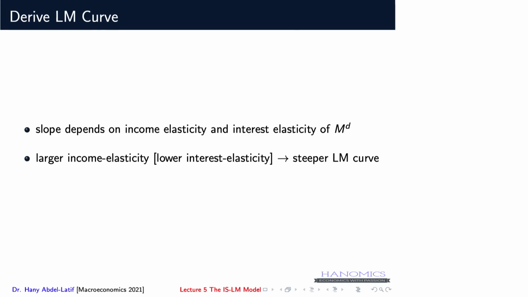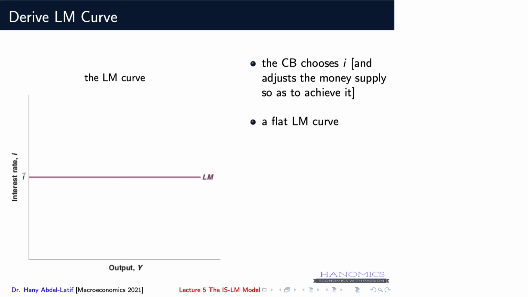The slope of the LM depends on the income elasticity and the interest elasticity of money demand. So, how much money demand will change after a change in income or interest rates. The larger the income elasticity, meaning if money demand is very sensitive to changes in income, the steeper the LM will be. Modern central banks usually choose the interest rate. So the policy variable is the interest rate, not the money supply.